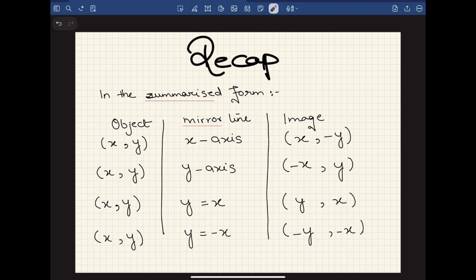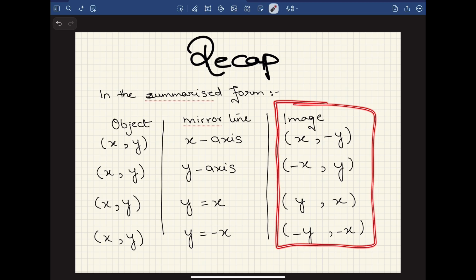If they ask you to reflect a point along the x-axis, all you have to do is change the sign of the y-coordinate of the object point. If they ask you to reflect it along the y-axis, all you have to do is change the sign of the x-coordinate. If you reflect it along the line y = x, you swap the coordinates. And if you reflect along the line y = -x, not only do you swap the coordinates, but you also change the sign of the coordinates, right? And that way you will be able to get to the image points very quickly.